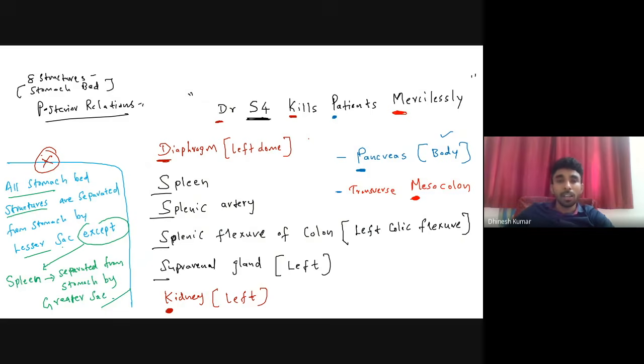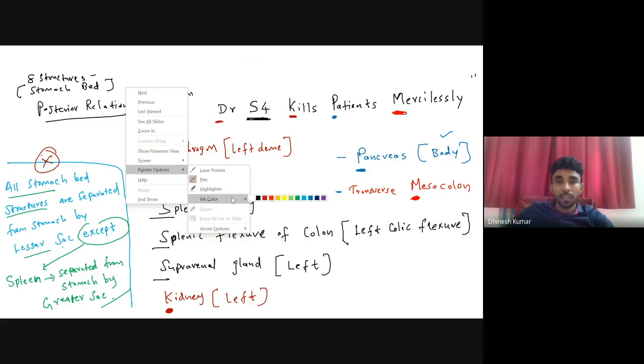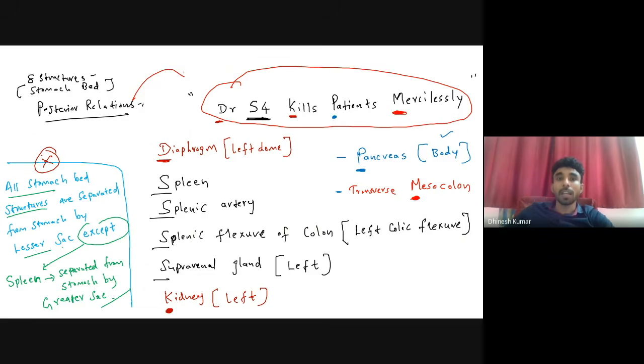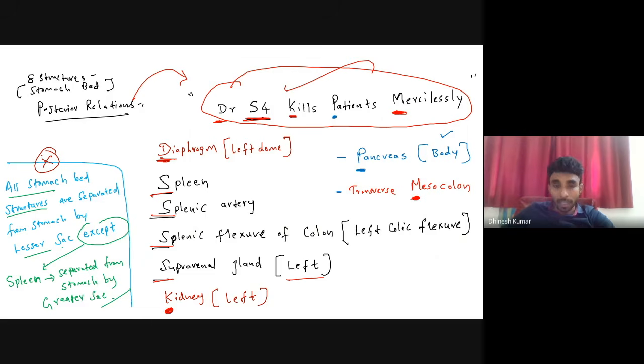As you see here, you will be knowing the 8 structures forming the stomach bed, isn't it? The mnemonic for remembering the 8 structures forming the stomach bed, that is posterior relations of stomach. You know the mnemonic, right? So diaphragm, left dome of diaphragm, spleen, splenic artery, splenic flexure of colon, suprarenal gland of left side, left kidney, then pancreas, body of pancreas, transverse mesocolon.